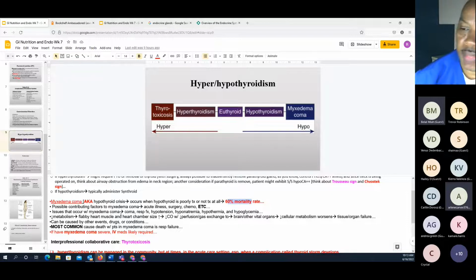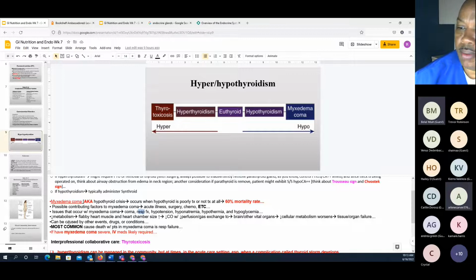Some of the issues that occur with myxedema coma, these patients obviously can go into a coma. There's, again, respiratory failure. They can develop hypotension, hyponatremia, hypothermia, as well as low blood glucose levels.